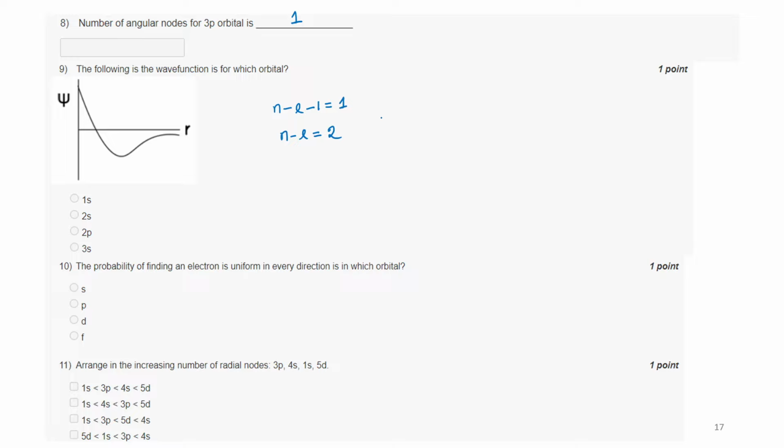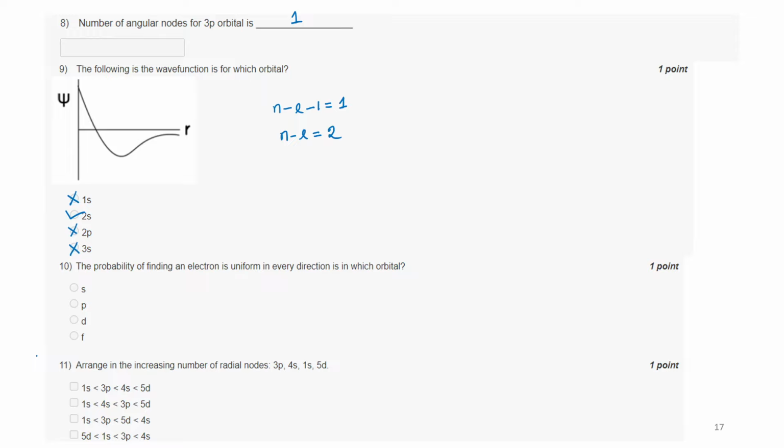That is not 2. So 1s cannot be a right answer. What about 2s? n is 2, l is 0. So it can be a correct answer. What about 2p? 2 minus 1, that is 1. So it can't be a correct answer. What about 3s? For 3s, you can see it is 3 minus 0. So it will be 3. So it is also not a correct answer. So 2s is the only correct answer.